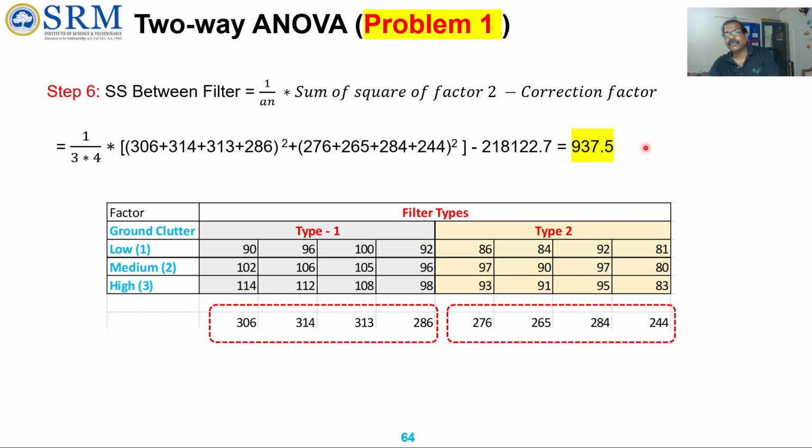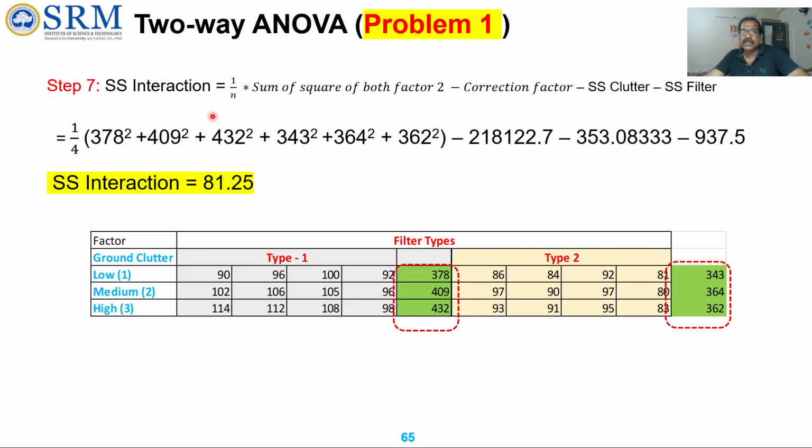So once we have these, we can calculate the interaction. So what is the interaction? In the sense, 1 by n into the sum of squares of both factors minus correction factor gives the sum of squares of the interaction effect. Again, one more term we are calculating, the summation of all this. So totally 6 values we have, that is the sum of squares of both factors. So this value squared, this squared, this squared, all six squares added will give the sum.